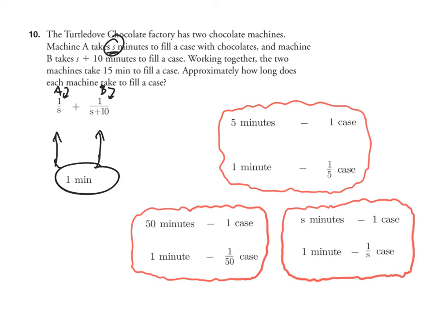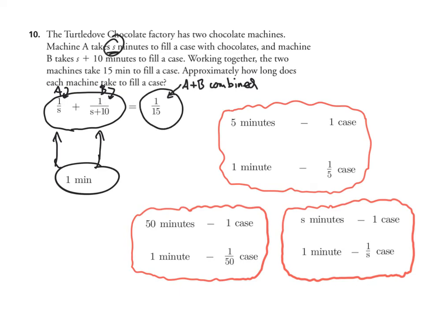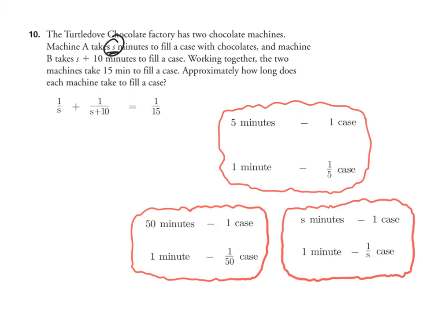And in each minute, you can add those together for the total, but it also says, working together, the two machines take 15 minutes to fill a case, so that means each minute they fill 1/15th of a case. So these two numbers together is how much they fill, but also 1/15th is how much they fill. So these are equal. And since we know these are equal, that means we have an equation and we can solve it. And look, it's a rational. That's good news. We know how to solve rationals really, really well.